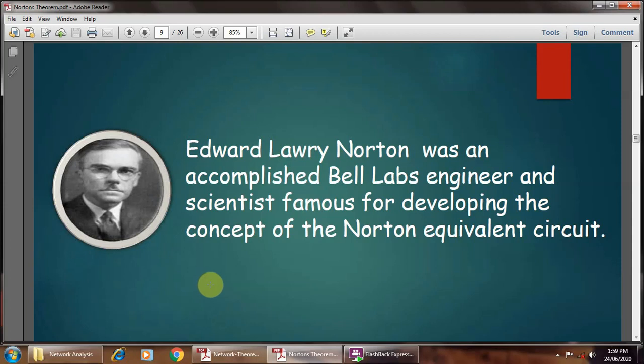But in the case of Norton, this scientist, Edward Lawry Norton, was an accomplished Bell Labs engineer and scientist, famous for developing the concept of Norton's equivalent circuits. Here the source transformation technique is used. Basically, in the source transformation technique, the voltage source is converted into a current source, and how to use the current source was told by Norton.